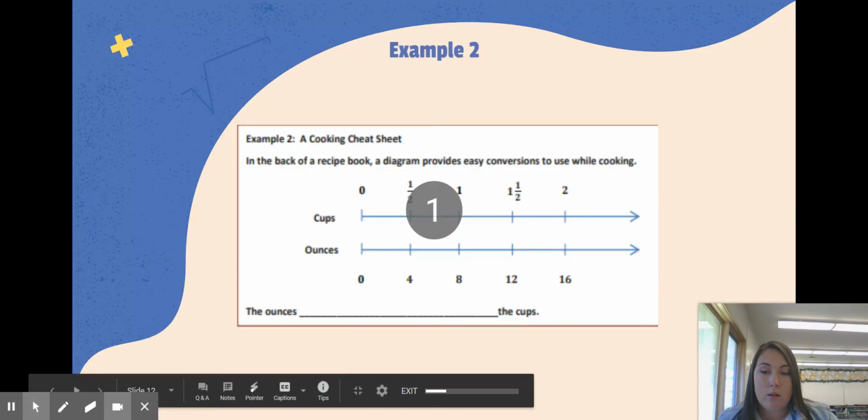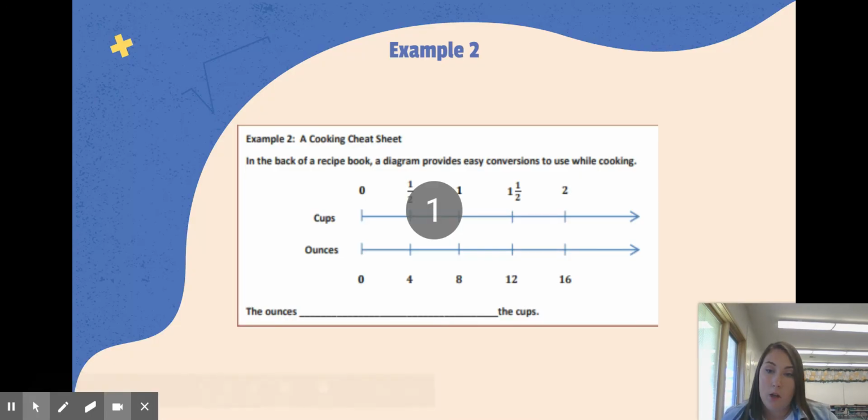All right, let's take a look at this problem. You guys just looked at it and it asked you, what does this diagram tell you? You should be able to tell from this diagram that for every 1 cup, that equals 8 ounces. I can see that repeatedly.